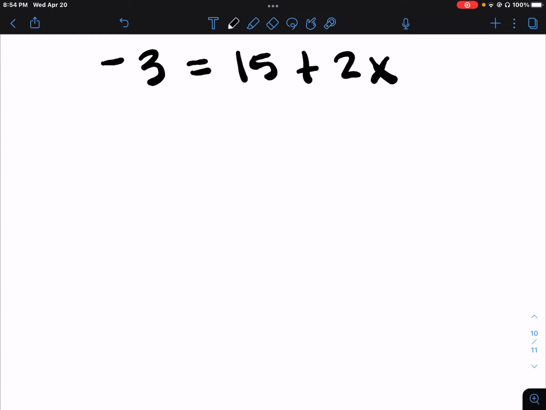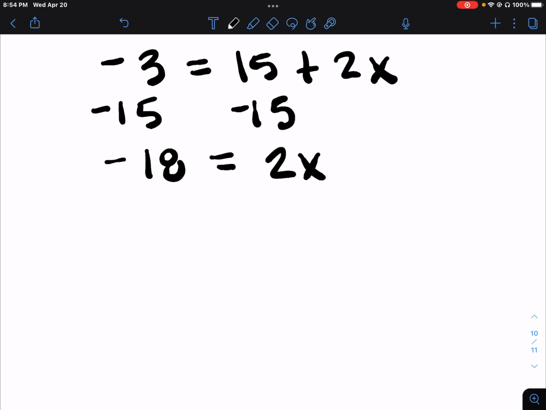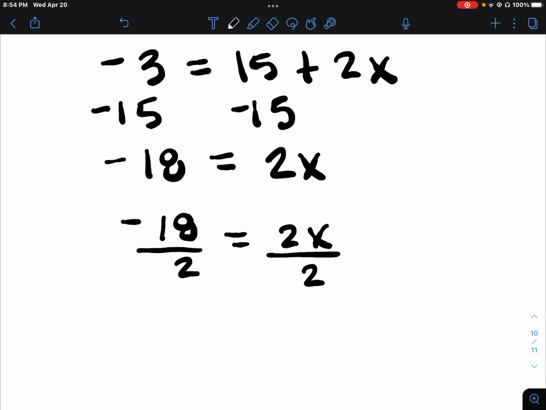I want to get x by itself, and x is on that right side, so I need to subtract 15 on both sides. Minus 3 minus 15, the signs are the same, so add and keep. We need to divide by 2 on both sides. A negative divided by a positive is a negative.